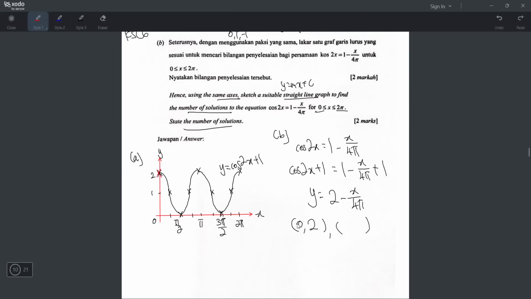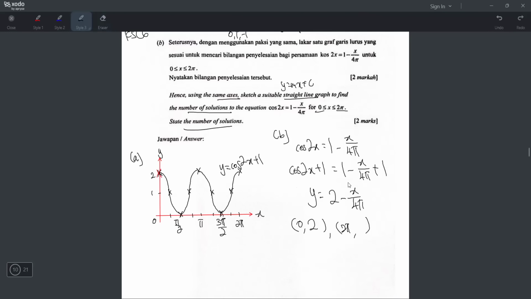Okay, I need another point so later I can join. I can maybe sub 2 pi. Or maybe pi also can. Okay, let's sub pi and see what happens. Okay, pi I cut. So left with 1 over 4. 2 minus 1 over 4 is 7 over 4. Right? But I don't like this. 7 over 4 is a bit hard to plot. So let's not do that.